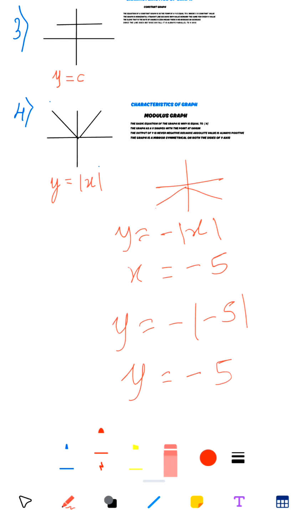So therefore the graph will be like this in the negative part of the y-axis. This is the positive part of the y-axis, then this is the negative part of the y-axis. Like that we will get the graph.